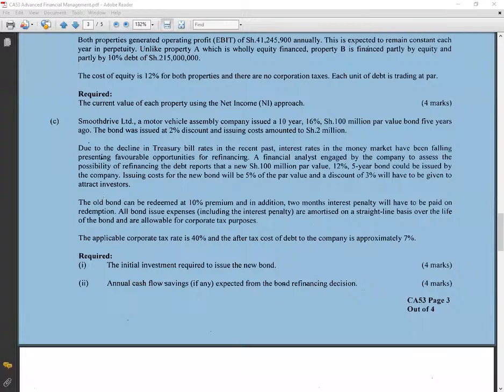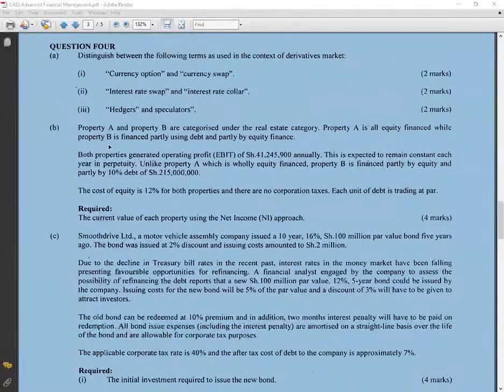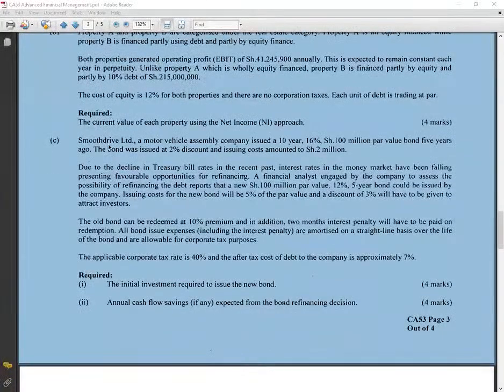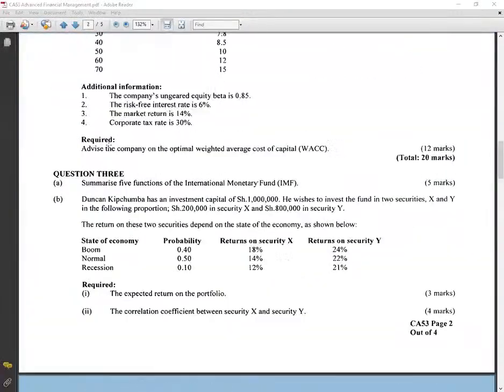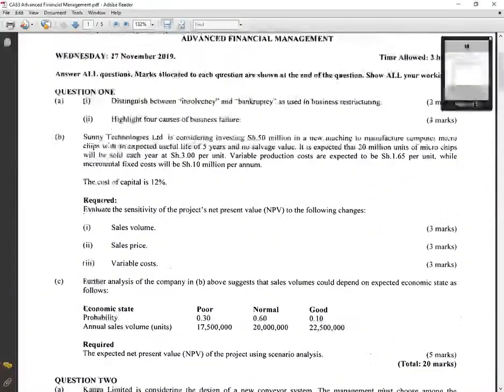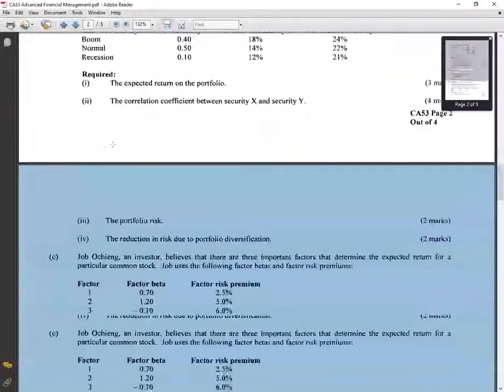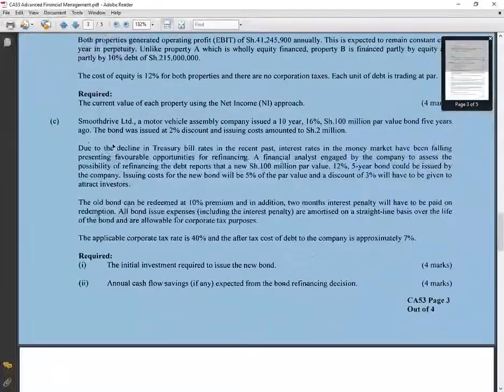So issuing cost ya old bond ni ngapi? Hawa nauliza ni question gani? It's question number 4. Question number 4 of which sitting? Somebody give them the sitting. I don't have to scroll. I can scroll here very fast. It's question number 4 of November 2019.